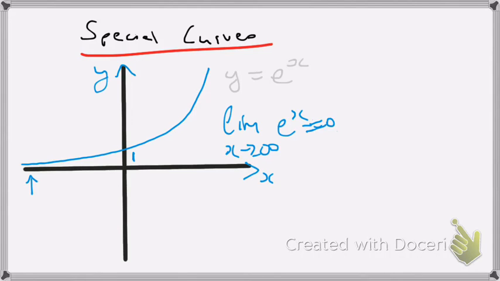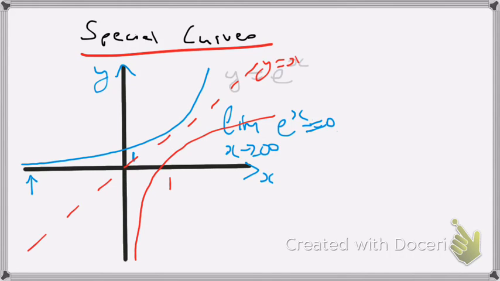The second one is the log curve, which I will draw on the same axes. The log curve looks like this, and it's actually the exponential curve reflected in the line y equals x. So if this is a mirror, then the blue curve and the red curve should reflect onto one another.